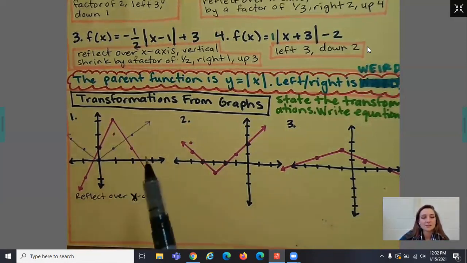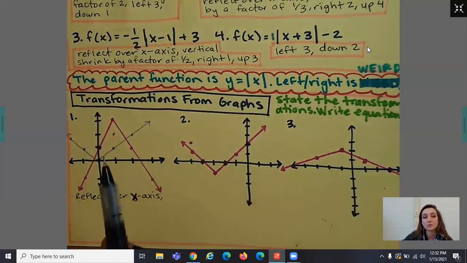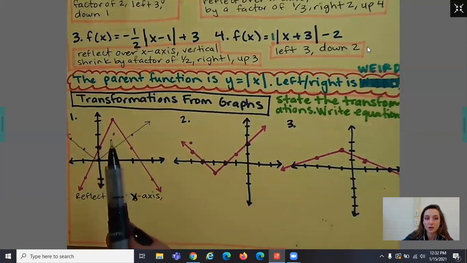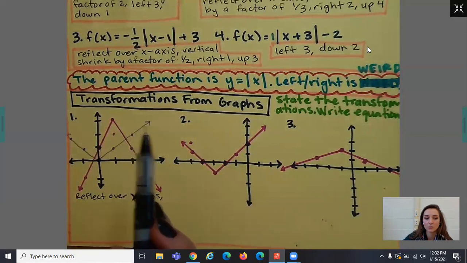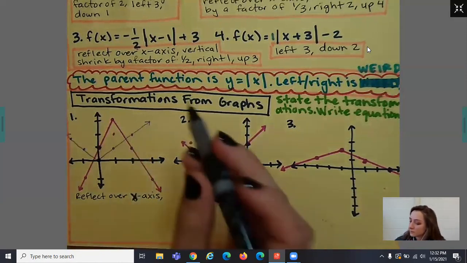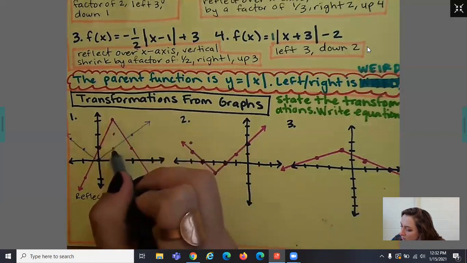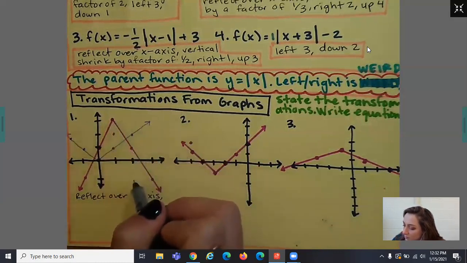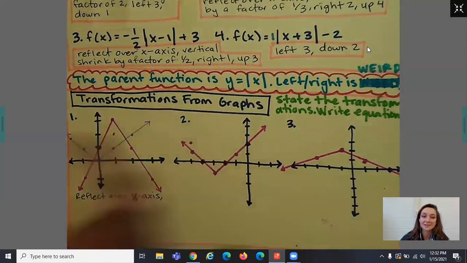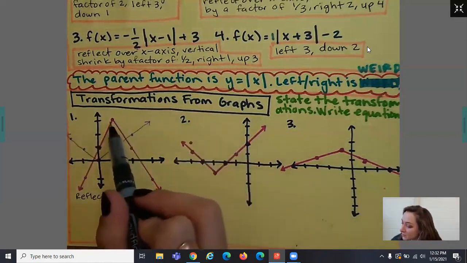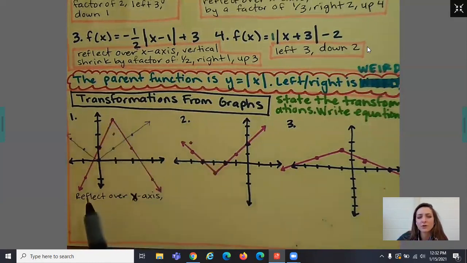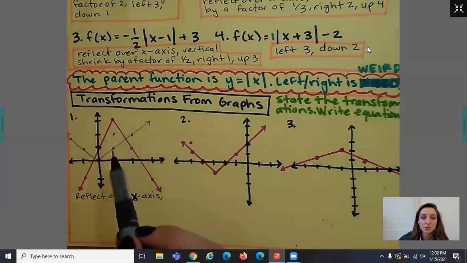The next thing I want to look at is, did it do a vertical shrink or a vertical stretch? With the regular absolute value function, it goes up one, right one, up one, right one. Look at this one: down two, right one, down two, right one. Since it's going down two, right one, that means we have a slope of -2, but our negative was already covered by reflecting over the x-axis. So we're only going to do the positive number. This is 2 over 1.